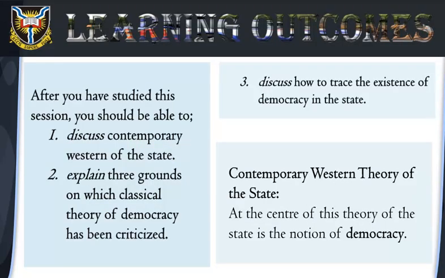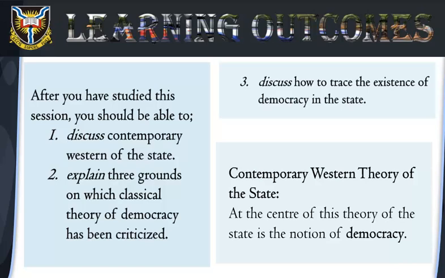Learning outcomes. After you have studied this session, you should be able to: 1. Discuss the contemporary Western theory of the state. 2. Explain three grounds on which the classical theory of democracy has been criticized. 3. Discuss how to trace the existence of democracy in the state.